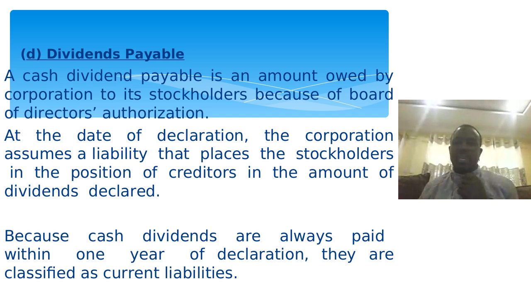Dividends payable is simply an amount owed by a corporation to its shareholders. Now, at the date of declaration, the corporation places the stockholders in the position of creditors in the amount of dividends declared. So they are always classified as current liabilities because they are short term.